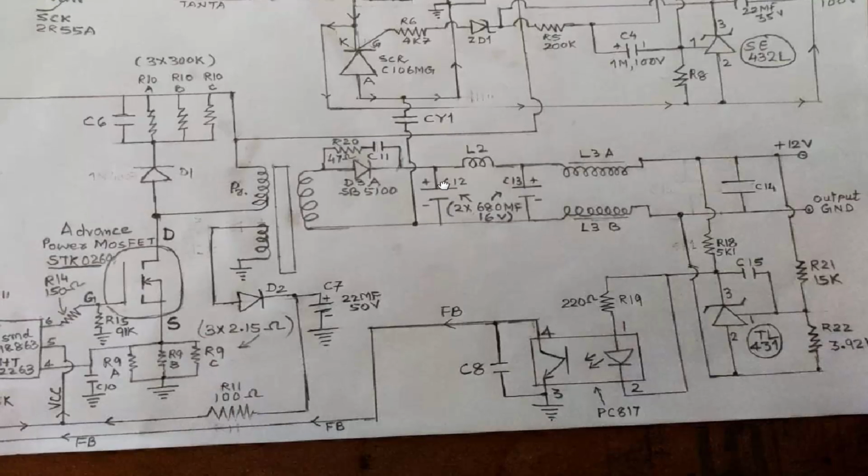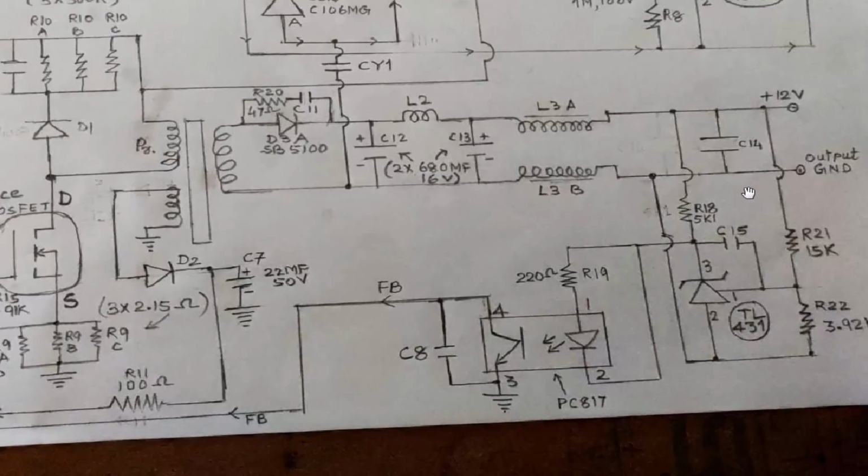Now we have voltage at the C12 capacitor. The L2 inductor comes after the C13 capacitor, these 680 microfarad 16 volt capacitors. Dual line filter. Then we have the feedback circuit here. Then there is C14 and we have the output circuit, feedback circuit here.